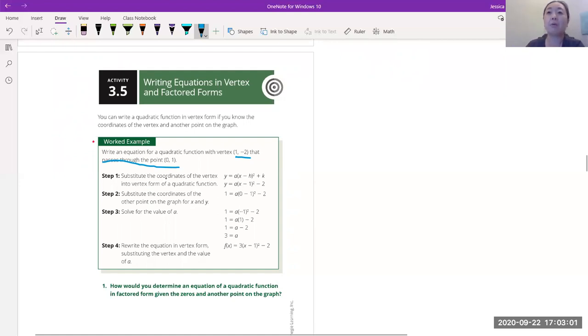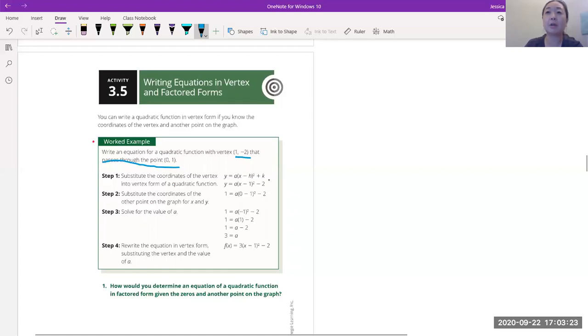So here it is. They wrote down first, and I like the left-hand side, substitute the coordinates of the vertex into the vertex form of the quadratic function. Why in the world would we choose the vertex form? Because we know the vertex. If you know the vertex, choose the vertex form. You wouldn't want to put it in standard form, because standard form doesn't tell you the vertex, at least not easily.